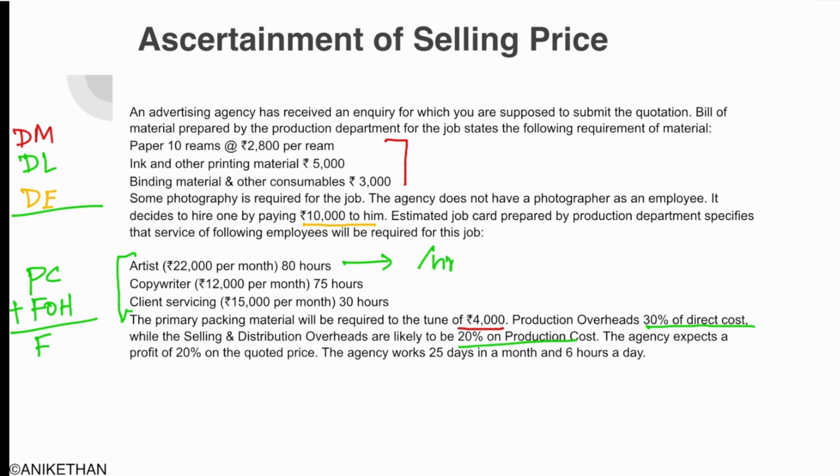So this is your factory cost or production cost plus administration overhead. Administration overhead is not there. You can directly take selling and distribution overhead. The agency expects 20% on the quoted price. That means cost plus 20% of S is equal to S. Substitute all the data in this cost sheet pro forma and try to solve this.